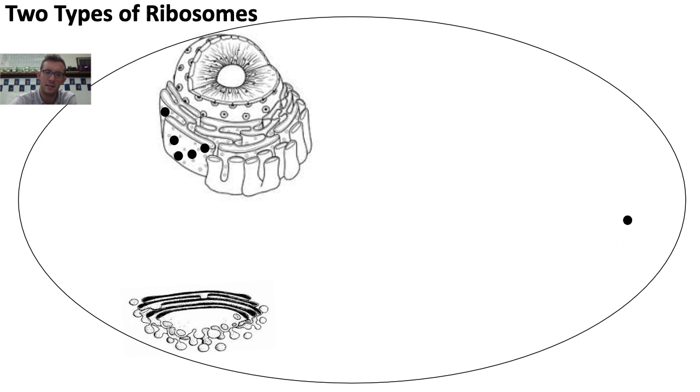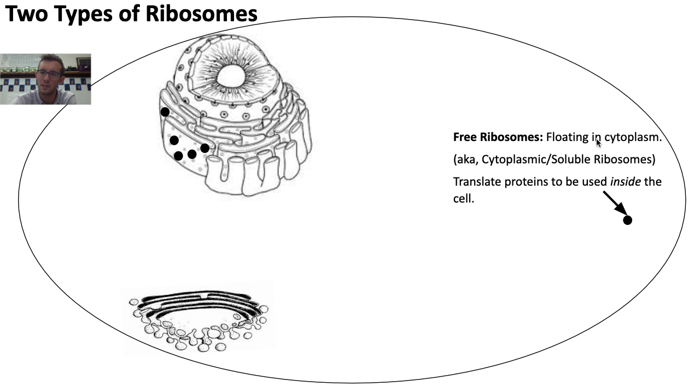But in eukaryotic cells, there are two types of ribosomes. There are free ribosomes, which are called free ribosomes because they're floating in the cytoplasm. And these are responsible for translating proteins that get used inside of the cell. So we'll show an example of a protein here. But the other type of ribosome is a ribosome called an attached ribosome.